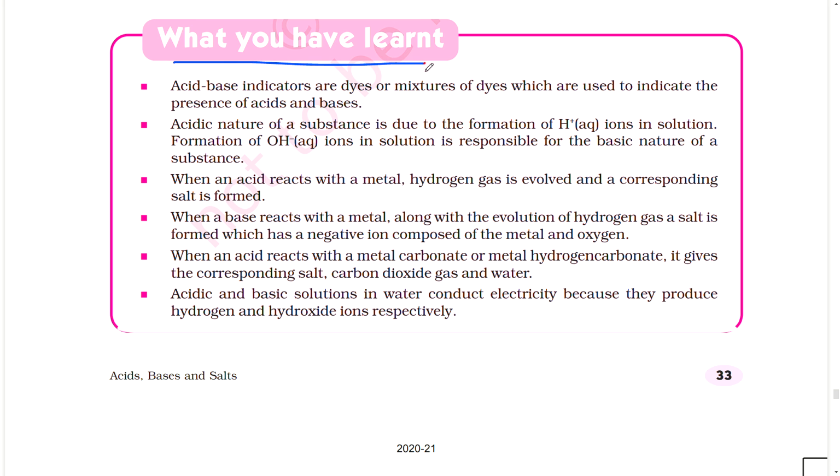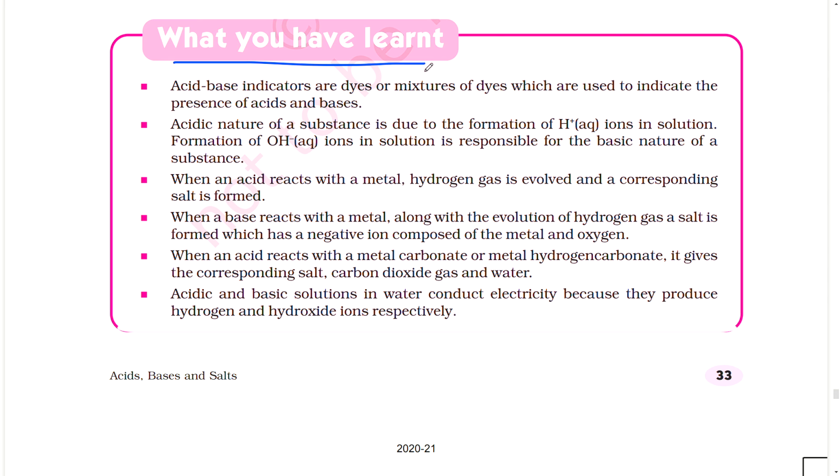What have you learned? Acid-base indicators are dyes or mixtures of dyes which are used to indicate the presence of acids and bases. Acidic nature of substances is due to the formation of H+(aq) ions in solution. Formation of OH-(aq) ions in solution is responsible for the basic nature of a substance. When an acid reacts with a metal, hydrogen gas is evolved and a corresponding salt is formed.